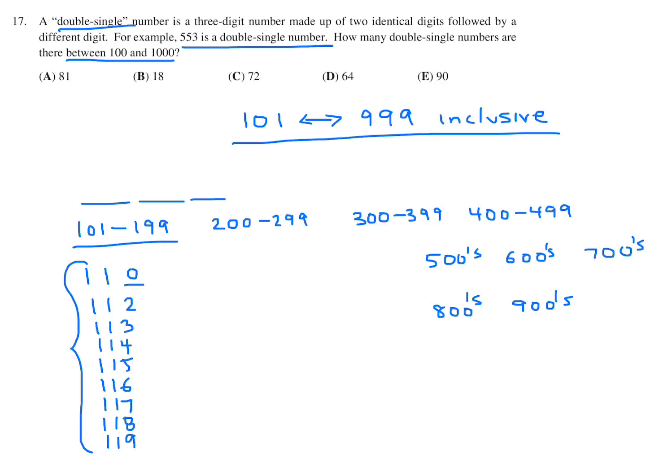And how many of them are there? 1, 2, 3, 4, 5, 6, 7, 8, 9. So we got 9 for this category. Now let's go over to the next one.